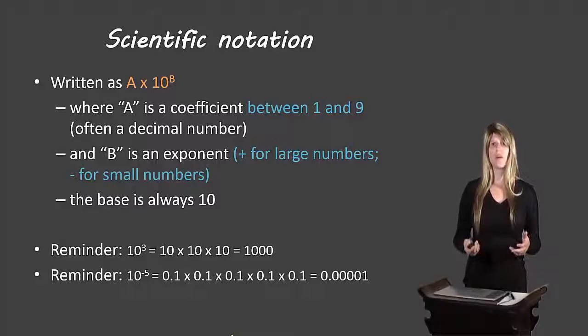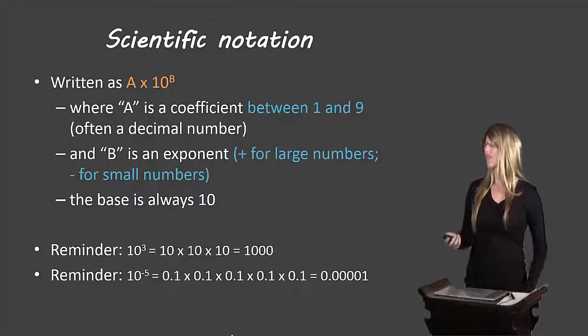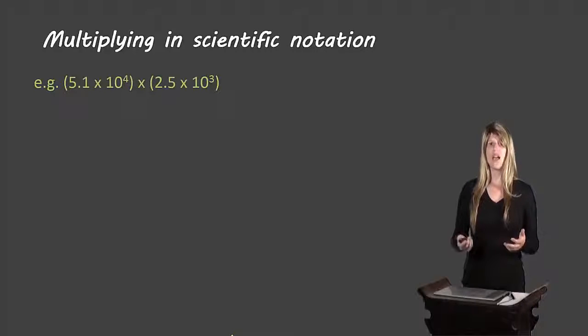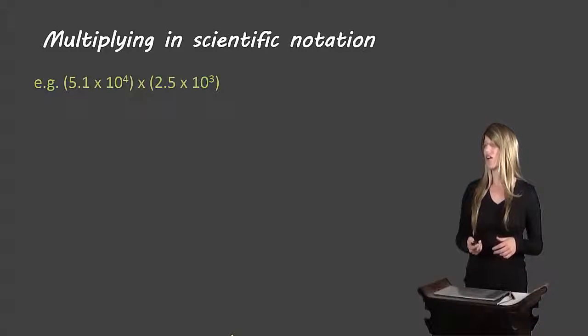And just a reminder about our exponents, when we have an exponent, for example, 10 to the power of 3, that means 10 times itself 3 times, not 10 times 3. So 10 times 10 times 10. If we have a negative exponent like 10 to the power of negative 5, that means 0.1 times itself 5 times. So let's look at how to multiply in scientific notation first of all.